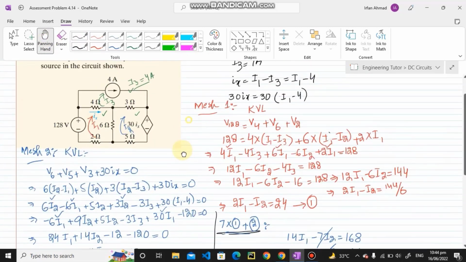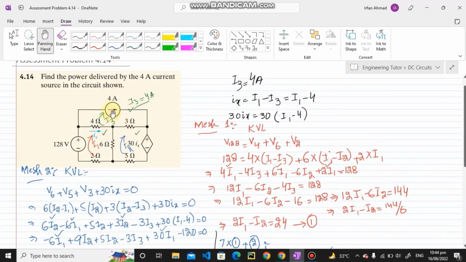And what do I have to find out? I have to find out the power which is provided by this source. The power provided by the 4 ampere source is basically P4 equal to I multiplied by the voltage across it, V4. The voltage across this one is V3 plus V4, and the polarity is this one, which is valid for the I3 current. So P4 is I multiplied by V4, where V4 is V3 plus V4, let me call it V4 prime.